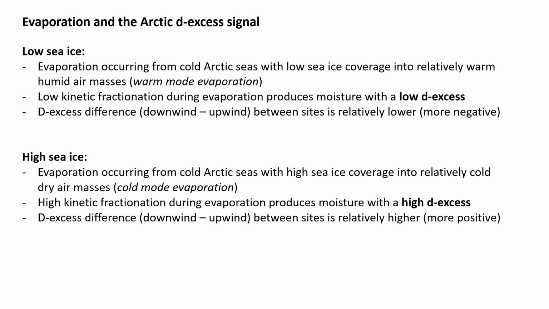Here I summarize these key points from the conceptual model, where the main relationships that I want you to take away are that when sea ice coverage is relatively low, we expect to see primarily warm mode evaporation, and the isotopic signal of this mode will have relatively low de-excess values. This will correspond with a de-excess difference between sites, downwind minus upwind, that are relatively low or more negative. In the high sea ice scenario, we expect primarily cold mode evaporation, where the de-excess signal is relatively high, and this will lead to a more positive de-excess difference between sites.